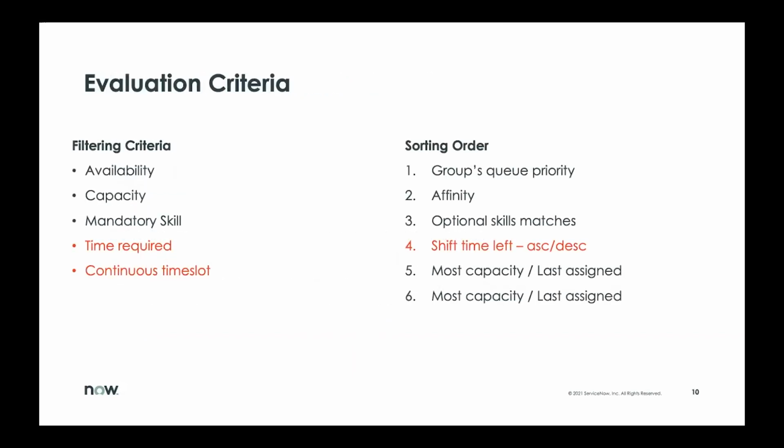Now, how do these levers fall under different categories for decision making? AWA looks at 2 key buckets for decision making. Number 1 is the filter criteria. Number 2 is the sorting order. Now, time required and continuous time slot fall under the filtering criteria. If the agent doesn't even have the amount of time that you're demanding, he or she should not be considered. Whereas for sorting, the agent time is part of the sorting order.